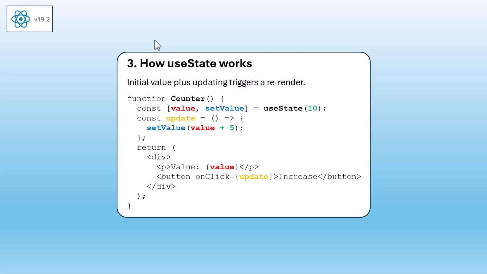3. How useState works. When you invoke useState, you pass in an initial value. React will store that value internally and, on the first render, your state variable will hold that initial value. Alongside that you get a function which you call when you want to change the state. When you call that update function, you request that React re-render the component, and its children, with the updated state value.